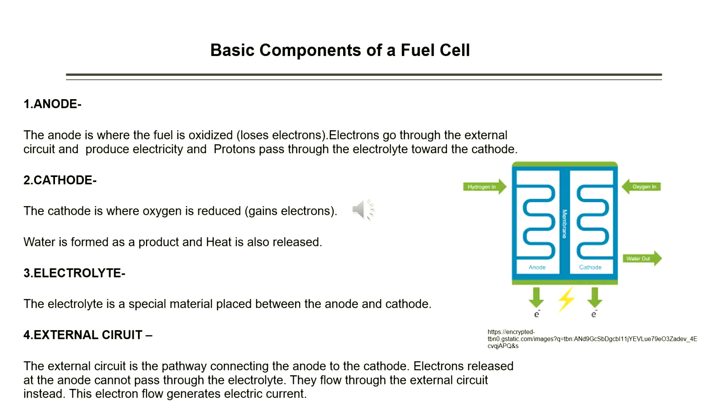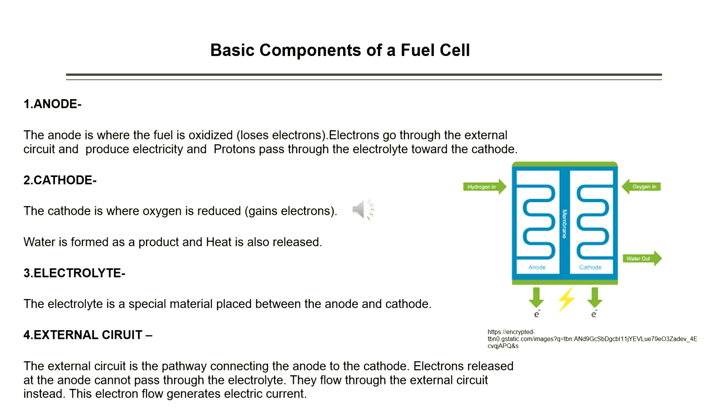Now coming to the basic components of a fuel cell, there are four basic components in these fuel cells. First one is anode. Anode is the electrode where the fuel is oxidized, which means it loses electrons, and these electrons go through the external circuit and produce electricity. Here protons pass through the electrolyte toward the cathode.